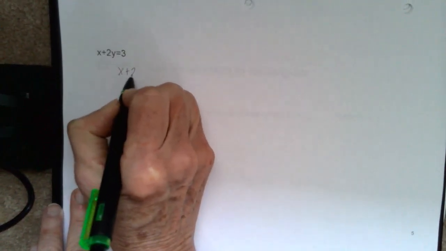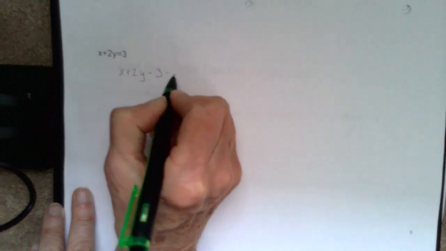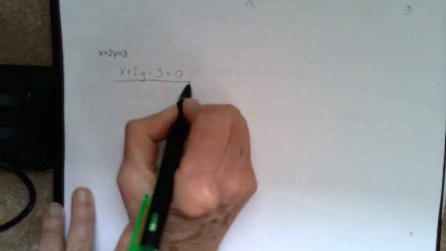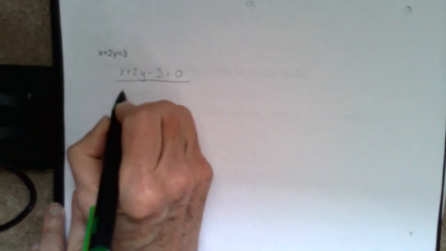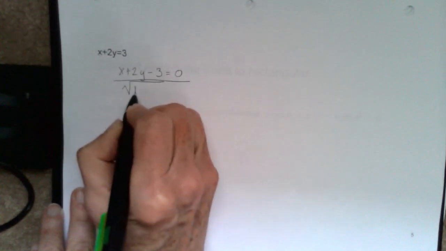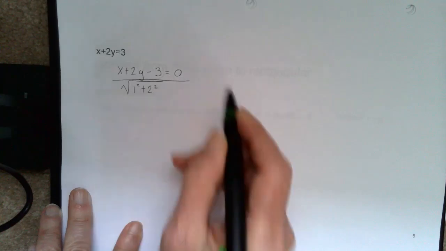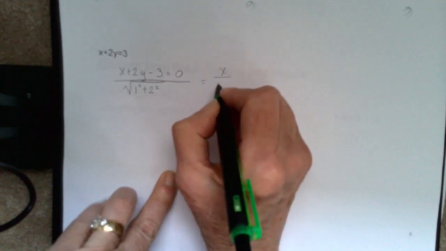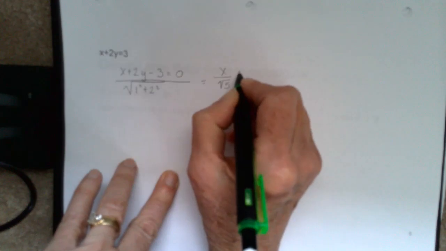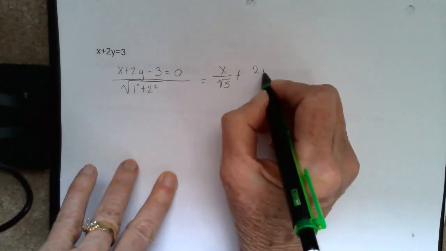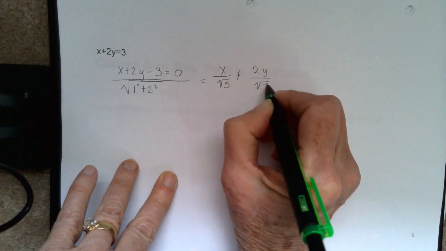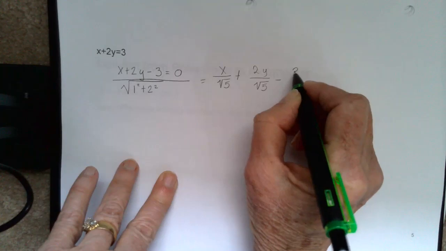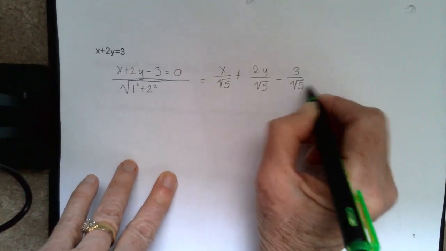Okay, I'm going to have to bring the 3 over on this one. So I have x plus 2y minus 3 equals 0. I'm going to divide it by the opposite sign of that, so it's going to be the square root of positive 1 squared plus 2 squared. So right here you've got the square root of 5. So I've got x over the square root of 5 plus 2y over the square root of 5 minus 3 over the square root of 5 equals 0.